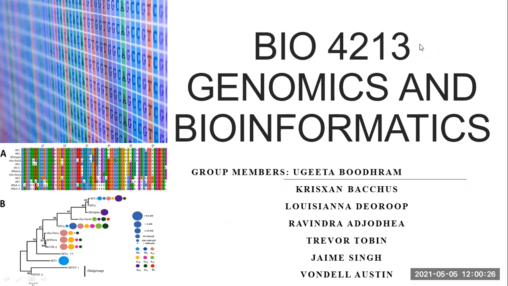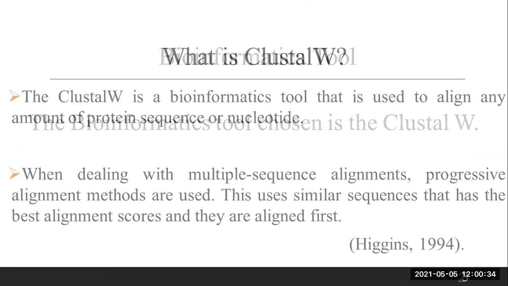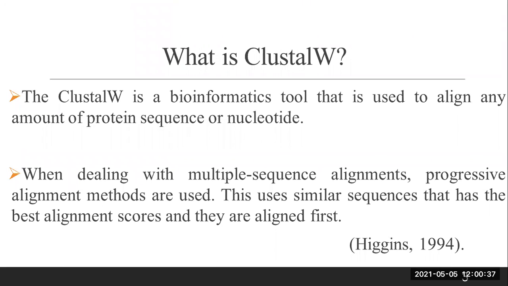For the entirety of this presentation, I'll be going through with you the bioinformatic tool known as Clustal W. Now, what is Clustal W? Clustal W is basically a multiple sequence alignment bioinformatic tool, which is used to align protein and nucleotide sequences, or to find the alignment between the two sequences.